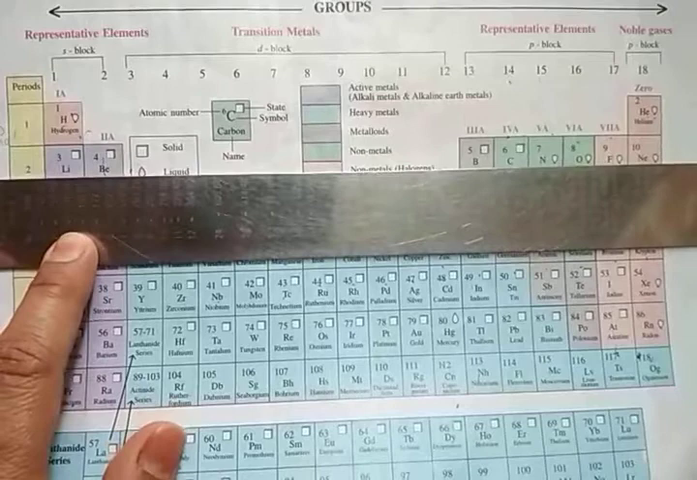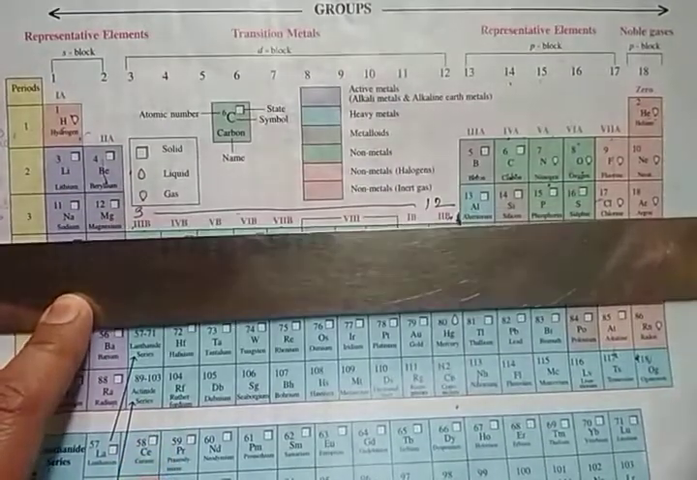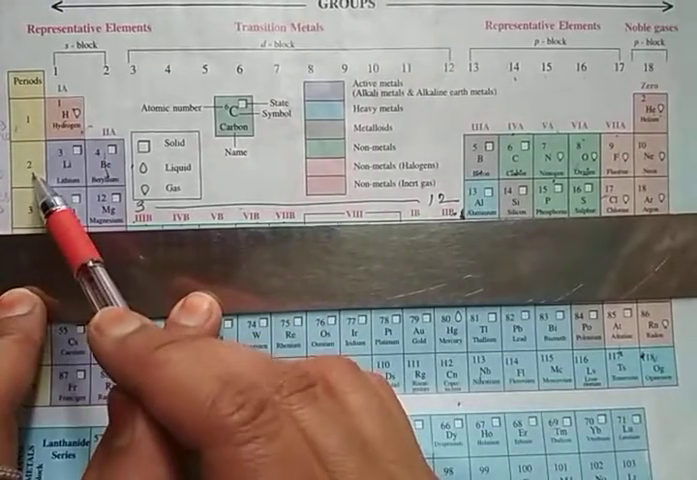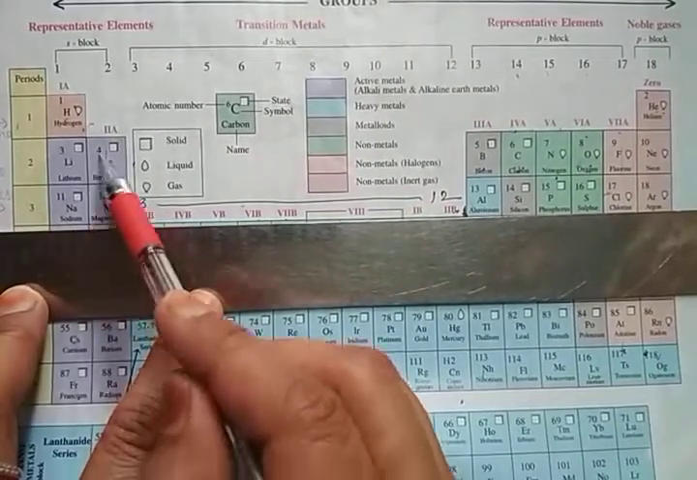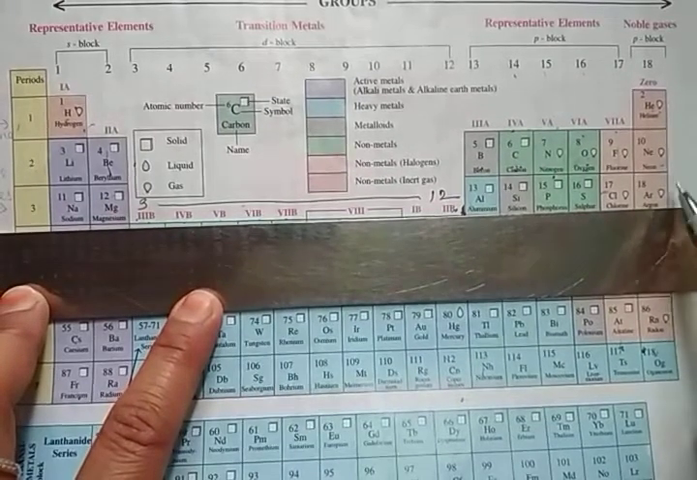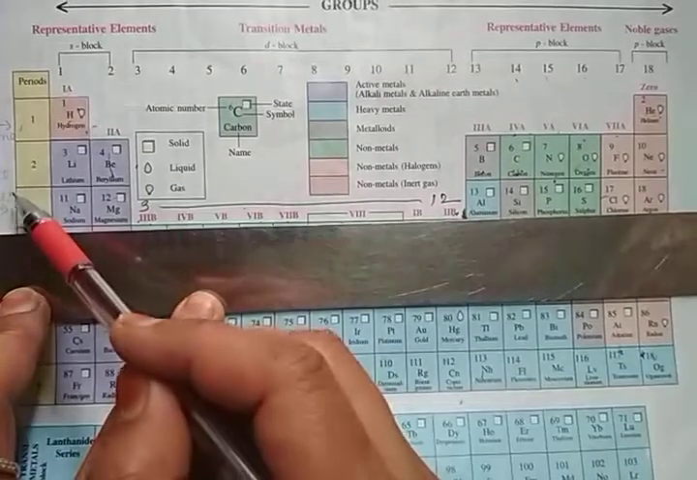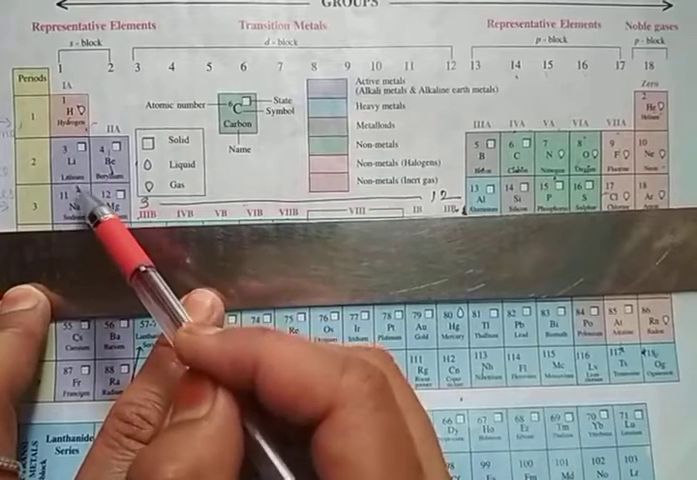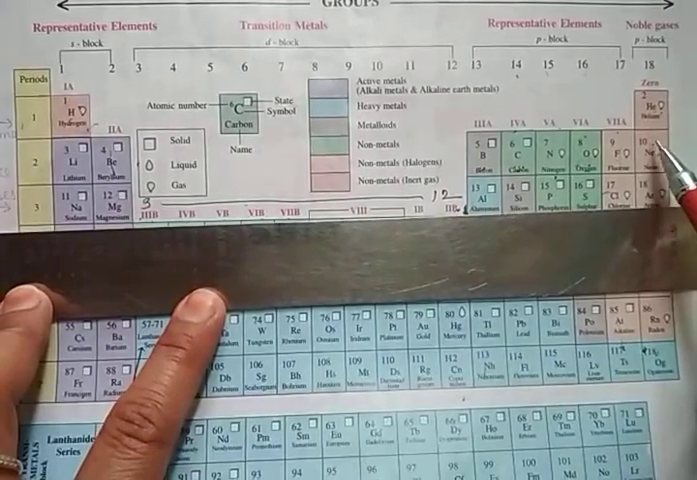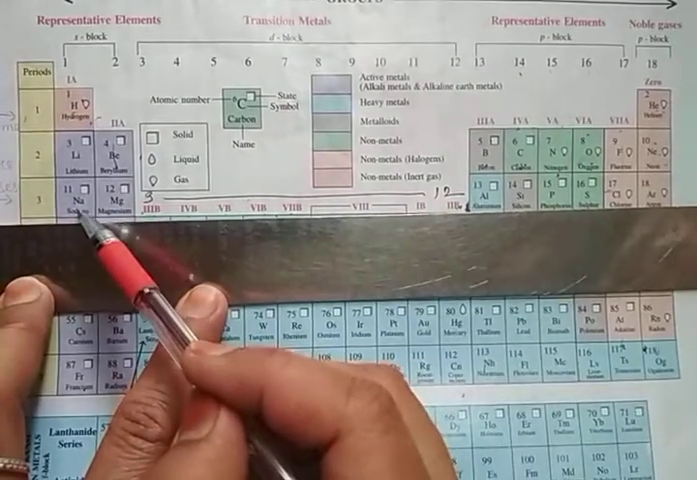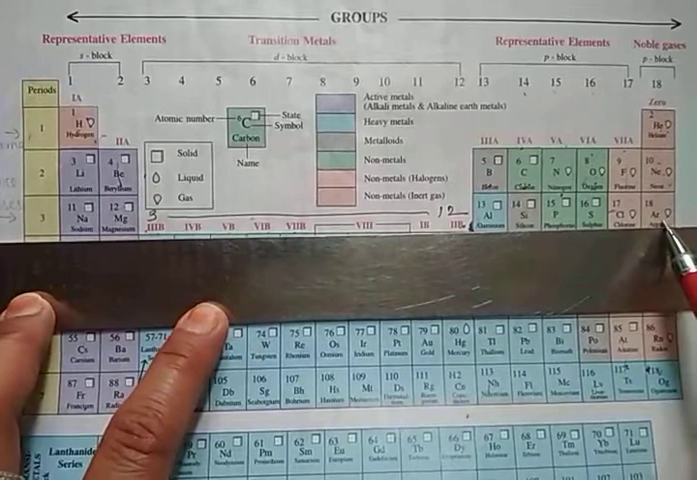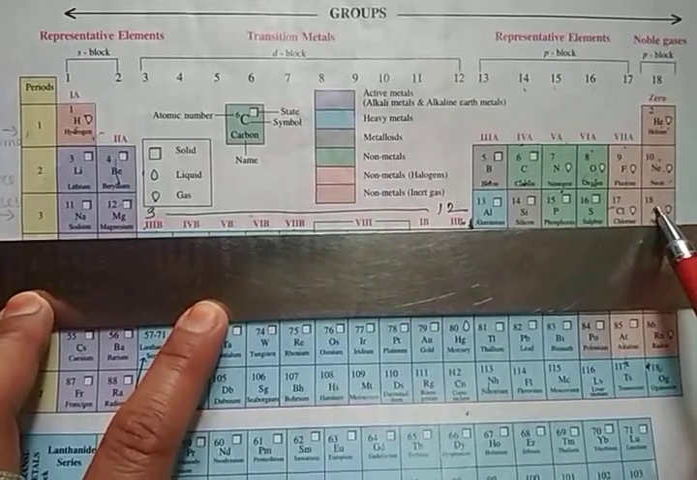Now the second period and the third period both contain 8 elements, that's why they are called short periods. The second period elements start with lithium, atomic number 3, up to neon, atomic number 10. The third period starts with sodium, atomic number 11, up to argon, atomic number 18.